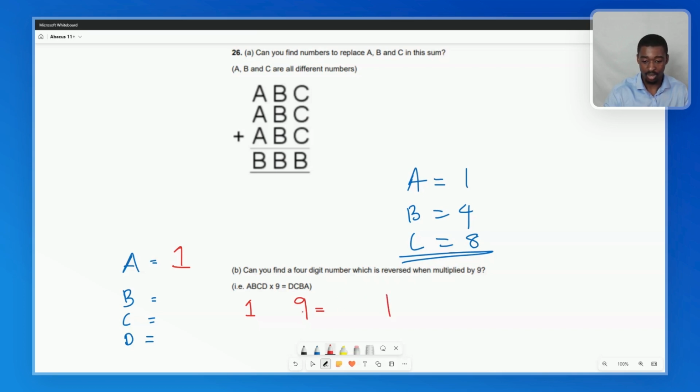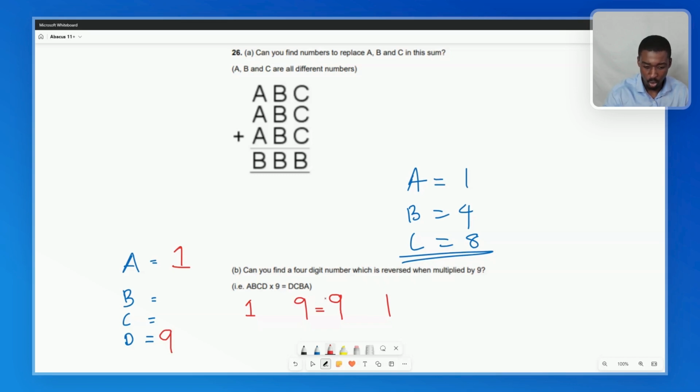So therefore, the last number, D, has to be 9. But then, if D is 9 over here, D has to also be 9 over here, which again makes sense. So now we have two numbers, A and D. A is 1, D is 9. Okay. Now, how do we work out B and C? Let's see if we can get through this last part of the question.